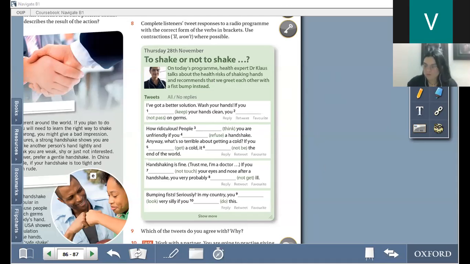How ridiculous! People will think you are unfriendly if you refuse a handshake. Very good pronunciation. People will think you are unfriendly if you refuse a handshake. Okay, very good job, incredible.